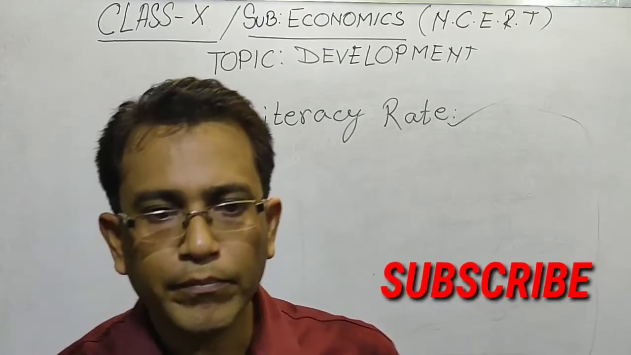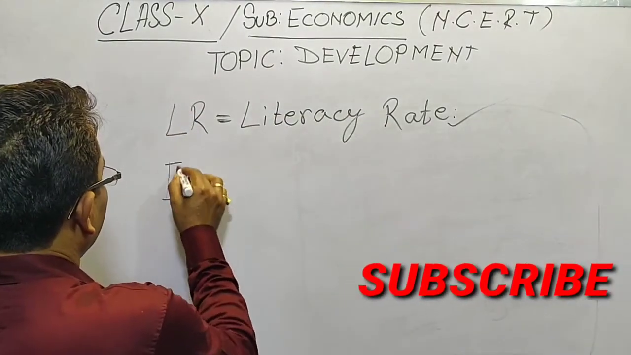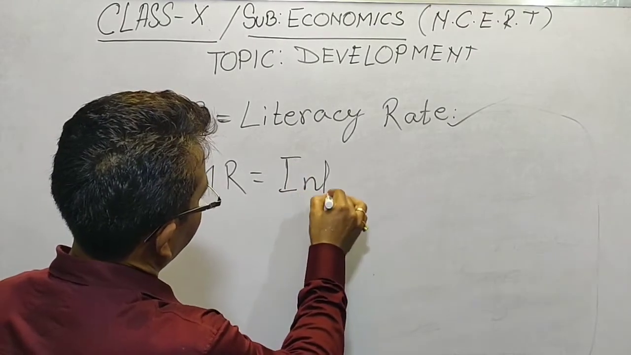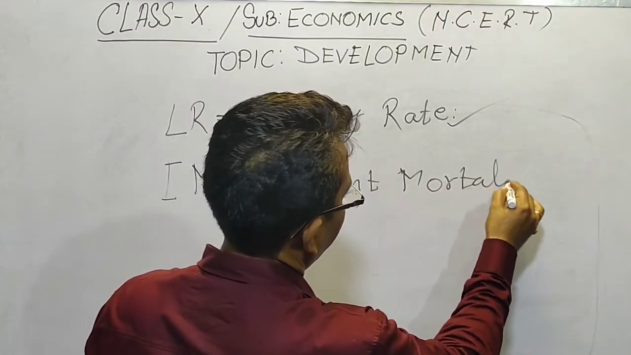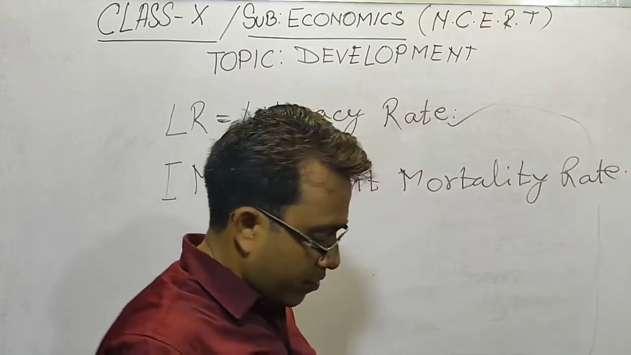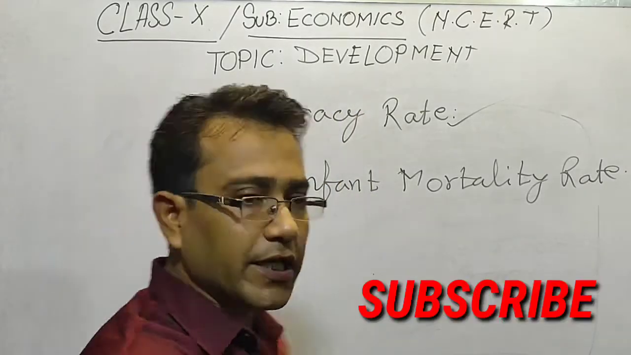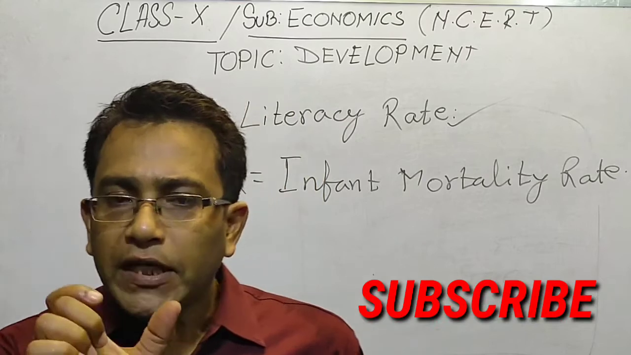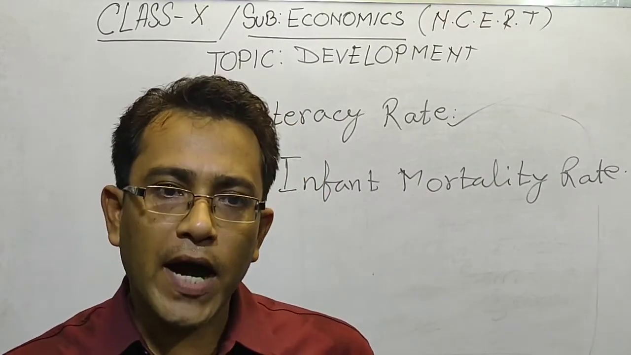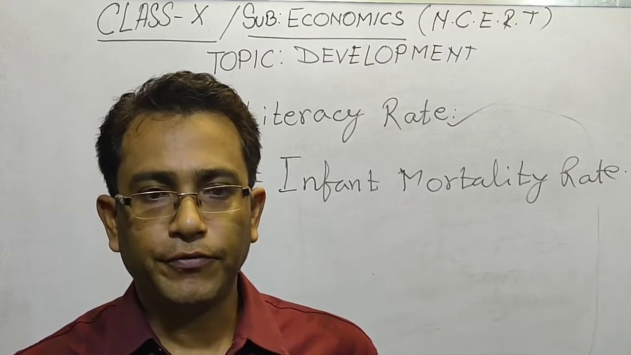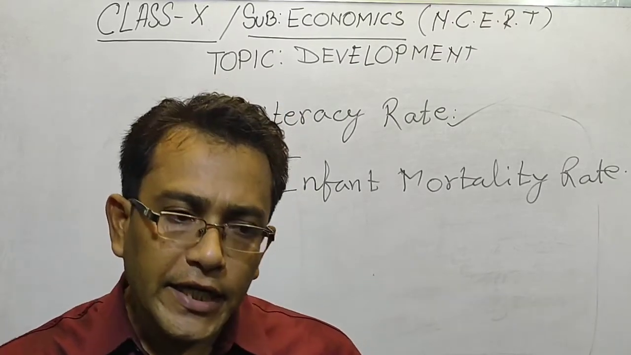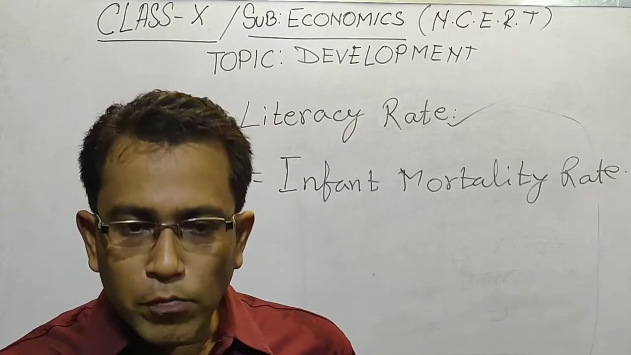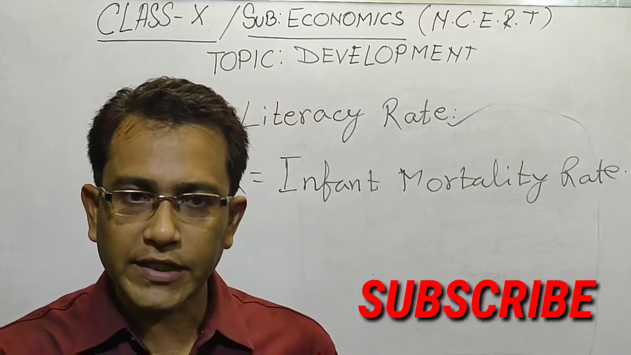The second, if we come to the health facility, that is IMR. You will get a short question: what is literacy rate, what is infant mortality rate. Infant mortality rate means in a particular time how many children die per thousand live births. If it is less in number, then it indicates the health facility is better for the newborn baby as well as for the mother. That is infant mortality rate.